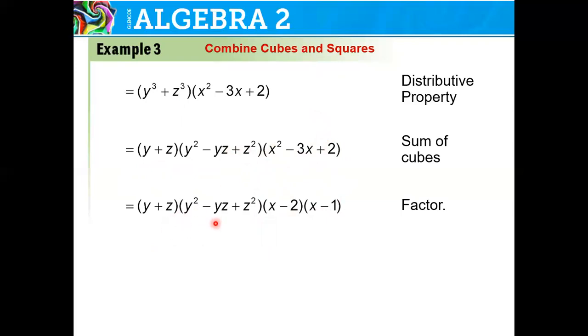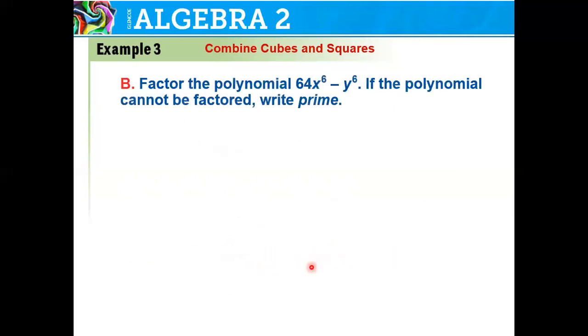Actually, this one will be the final factorization, and here is the answer. x minus 1, I'm just reordering it nicely: x minus 2 times x minus 1 times y plus z times y squared minus yz plus z squared. That would be my final answer.